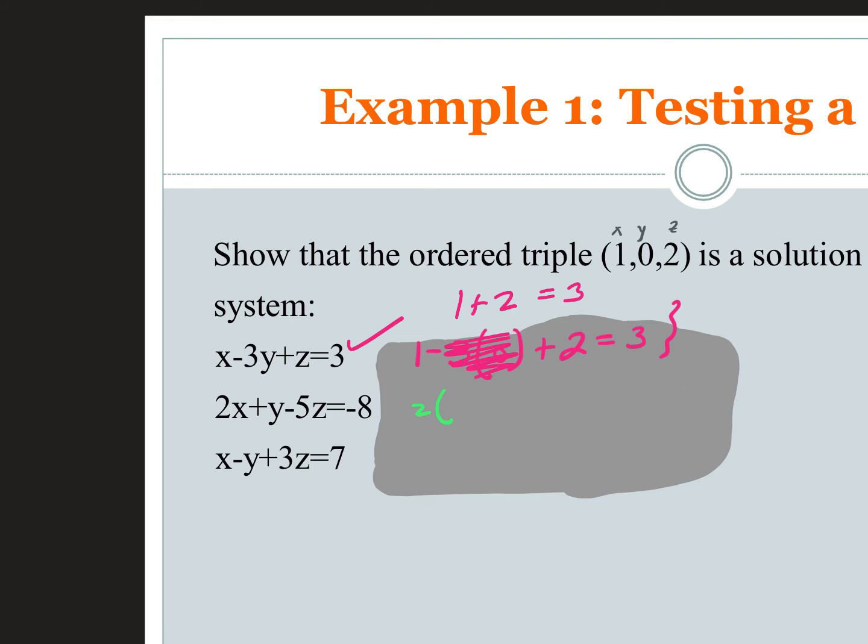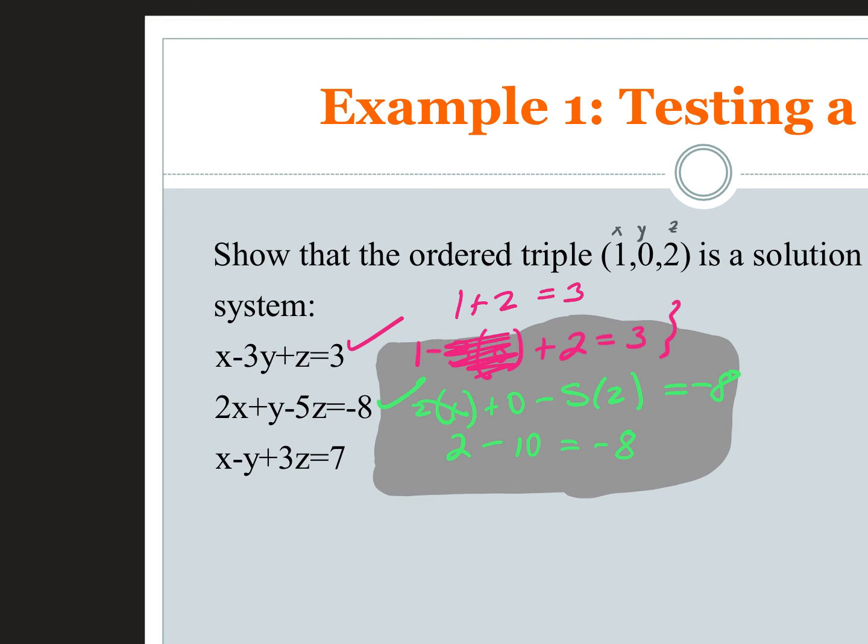2 times 1, because that's my x value, plus 0, minus 5 times 2. Does that equal negative 8? Well, what's 2 times 1? 2. What's negative 5 times 2? Negative 10. Does 2 minus 10 equal negative 8? Yes. And then the last one, let's pick a different color.